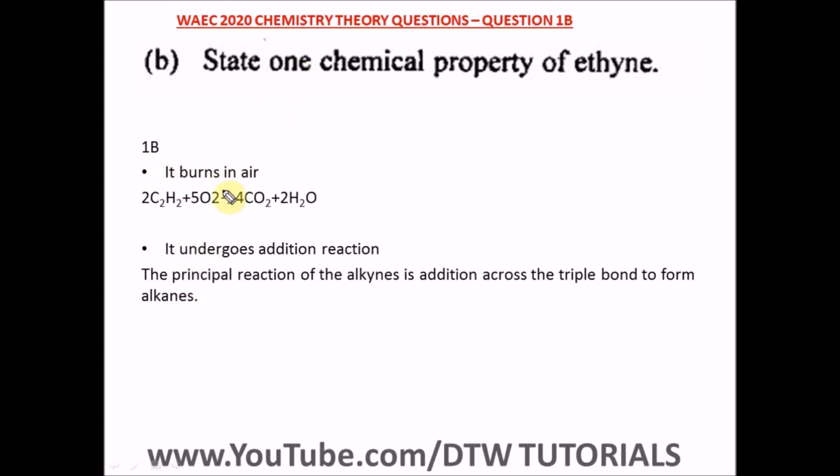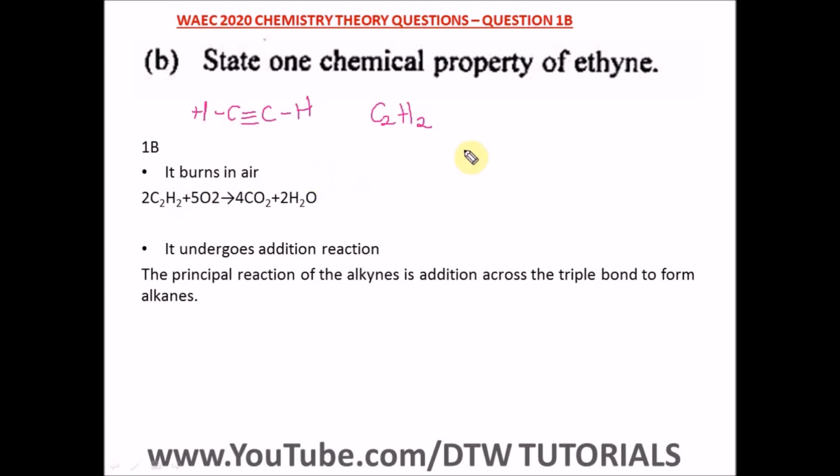Question 1B states one chemical property of ethyne. Okay, so we know that ethyne is an unsaturated hydrocarbon with a triple bond, the simplest unsaturated hydrocarbon with a triple bond. So you have the structural formula of ethyne having a molecular formula of C2H2. The triple bond here makes it an unsaturated hydrocarbon.